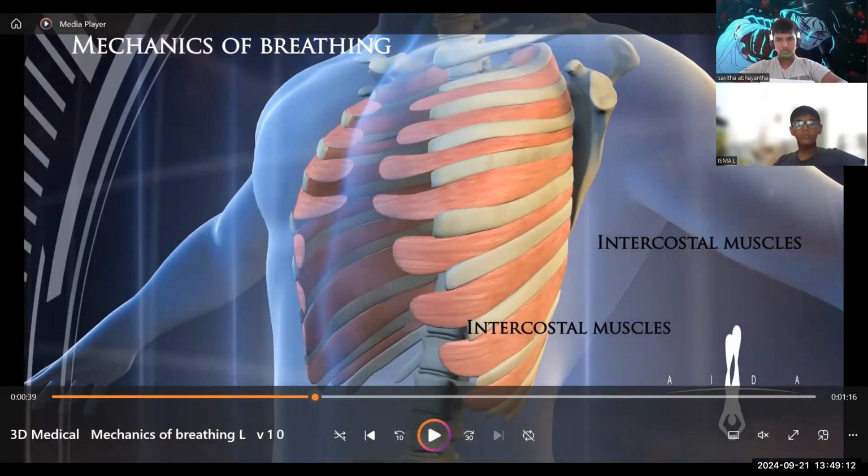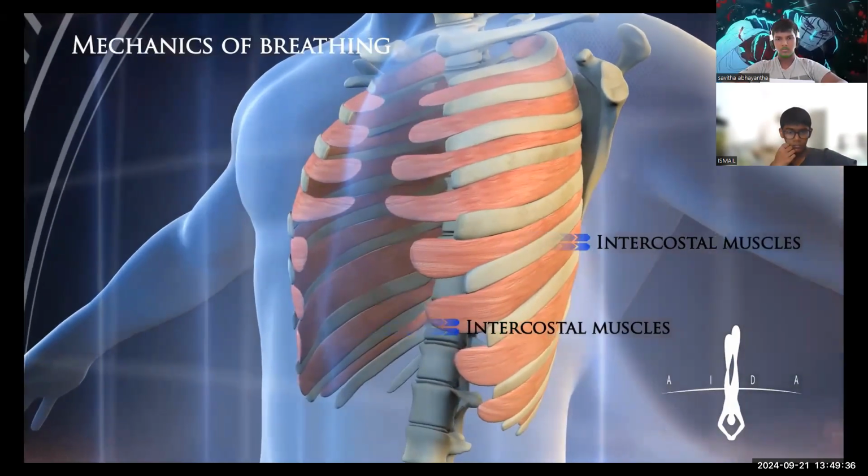Okay, now you see here intercostal muscles. These are the ribs. In between the ribs, you can see the red colored one. These are intercostal muscles. If they are located outside, they are called external. And if they are located inside, they are called internal intercostal. Let's see if we can see more information.